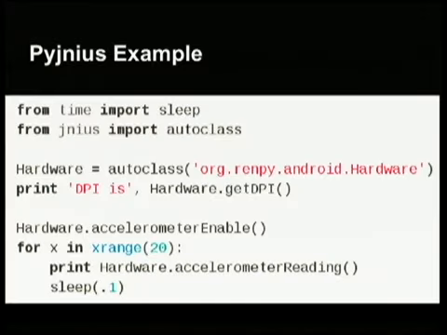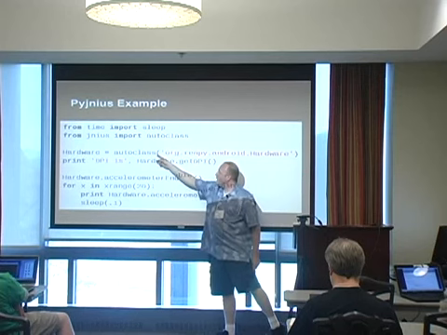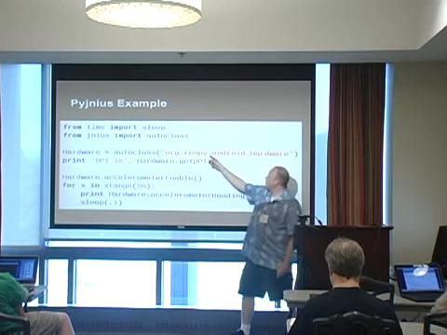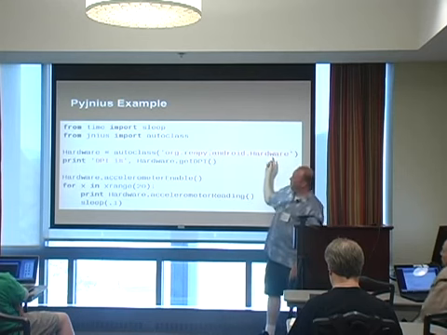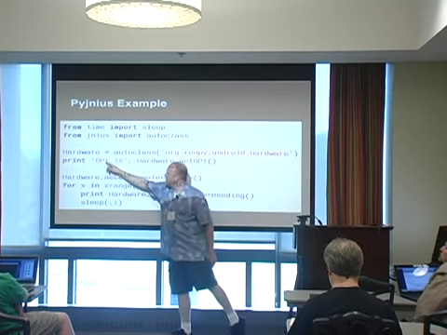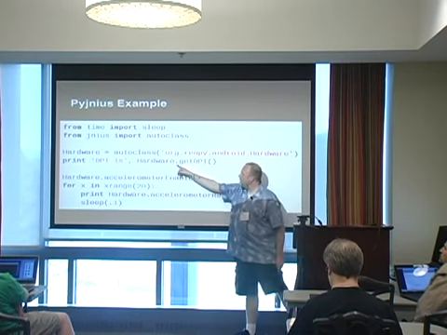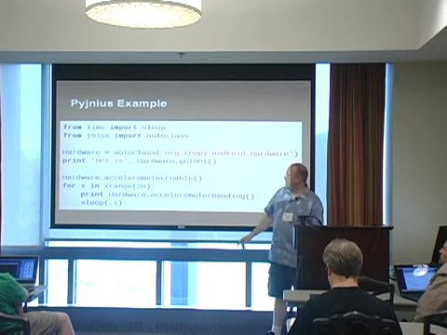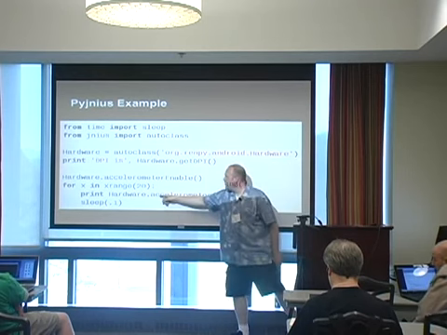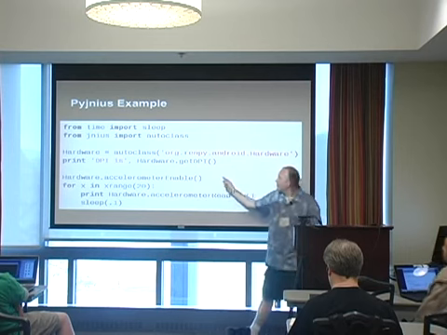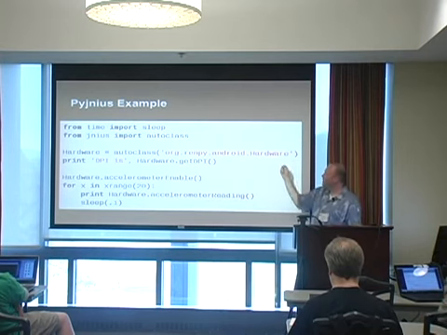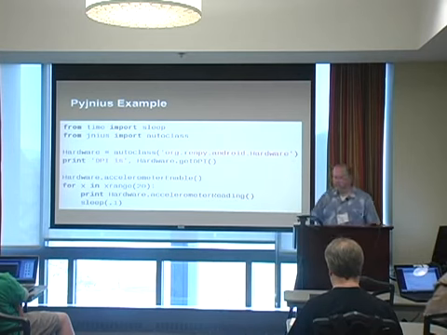This is an accelerometer example from the website. What we do is we import autoclass from jnius, and this is how you wrap the Java class. So we're going to take this org.renpy.android.Hardware class, and we're going to wrap it. And so now in Python, we can just refer to that as Hardware. So you can do things like Hardware.getDPI. You can do things like Hardware.accelerometerEnable. So you can get at this kind of hardware now through regular Python calls.